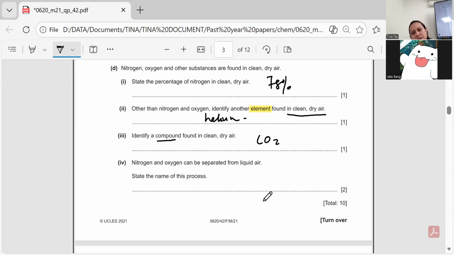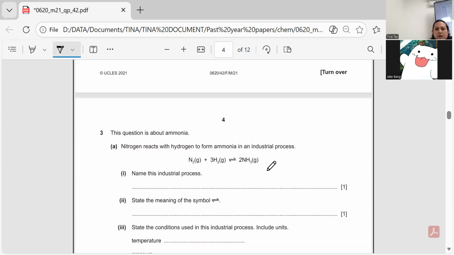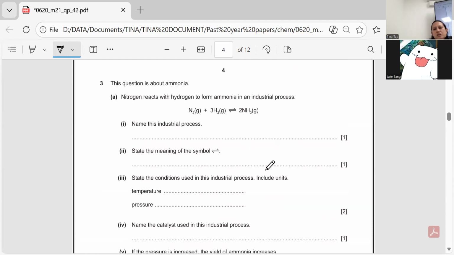Nitrogen and oxygen can be separated from liquid air. Name this process. Fractional distillation. Liquid air is fractional distillation. If you don't know this, we are really, really sad. Haber process. This one is reversible, not equilibrium.